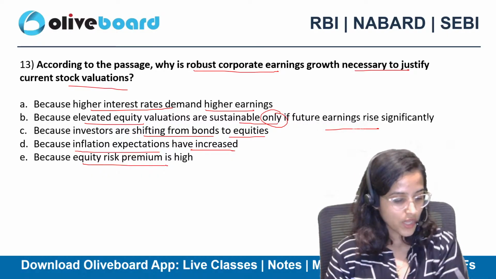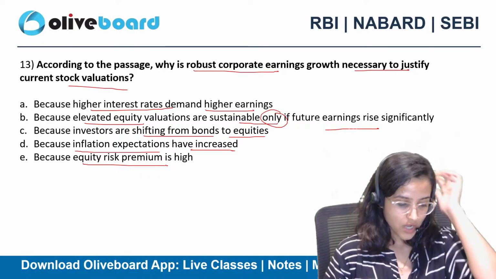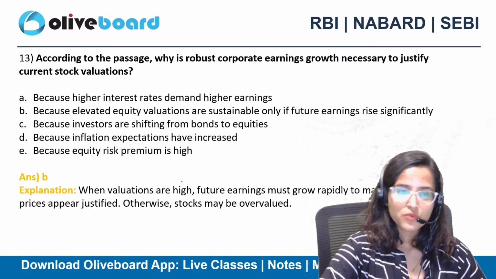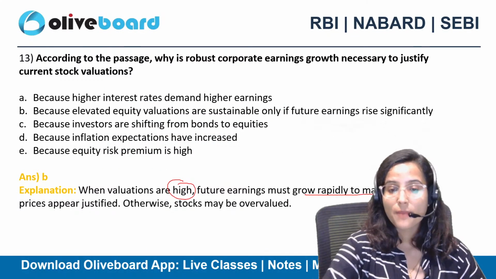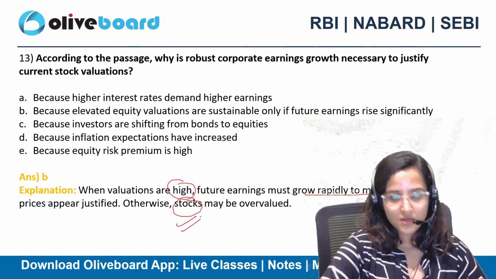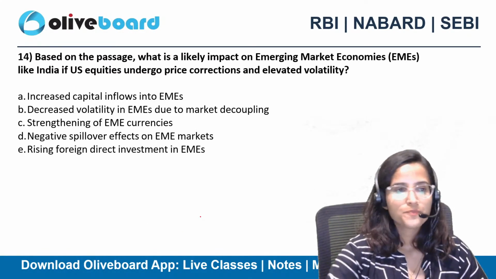Abhigyan and John have given me B as the answer. Anurag is also saying B. So the correct answer is B. When valuations are high, future earnings must grow rapidly to make current prices appear justified. Okay, otherwise stocks are deemed to be overvalued.